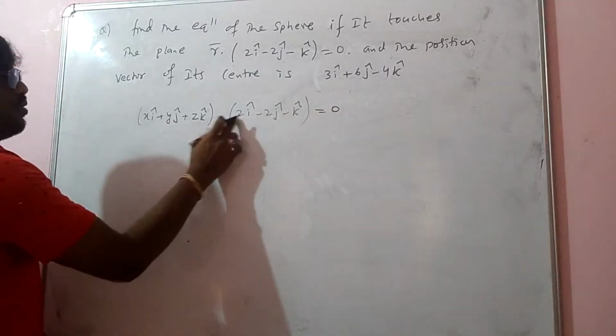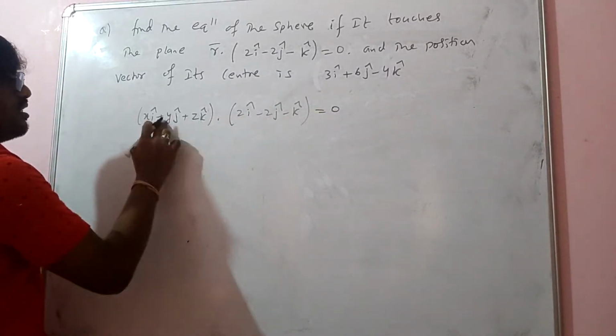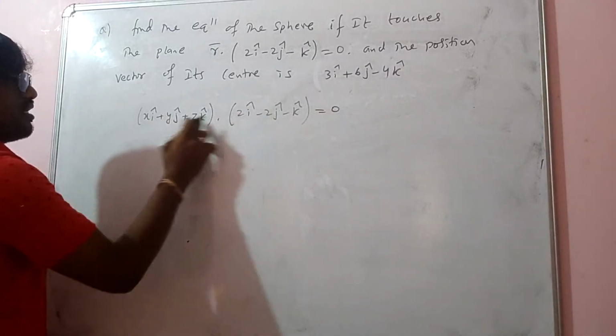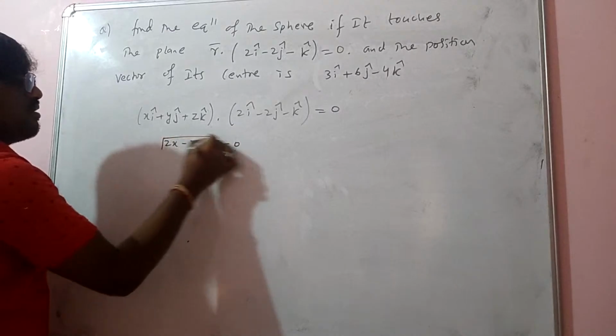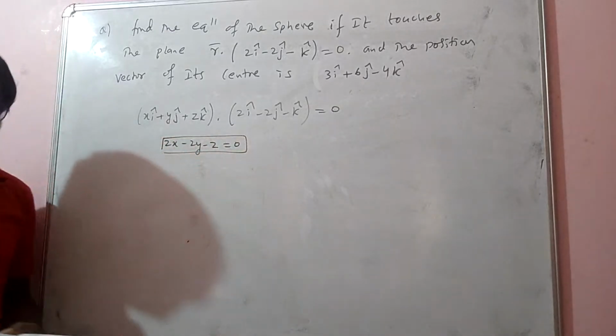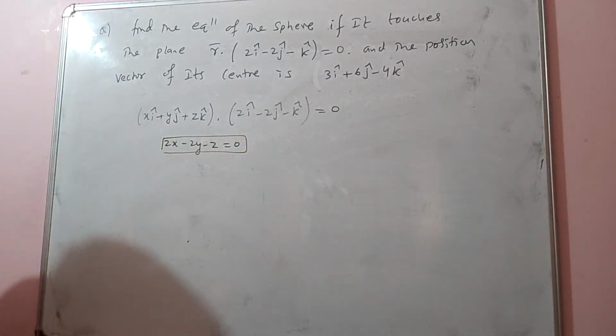So what are you going to get? 2 into x, 2x, minus 2 into y, minus 2y, minus 1 into z, minus z, is equal to 0. So this is the equation of the plane. This form is r dot a is equal to 0. D is not there here.